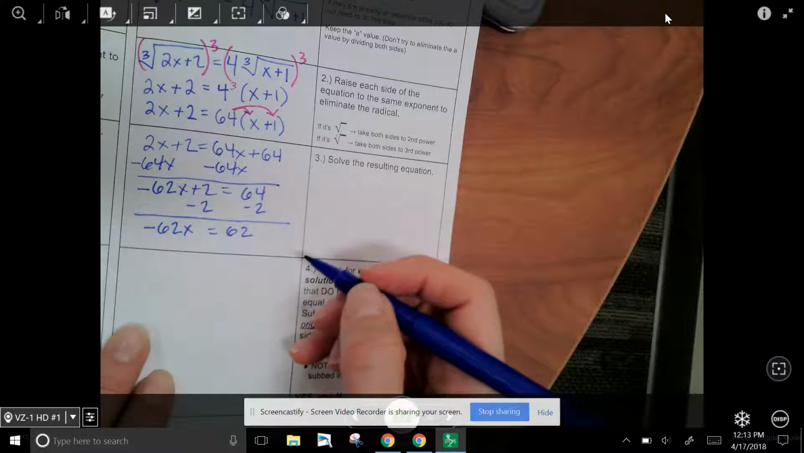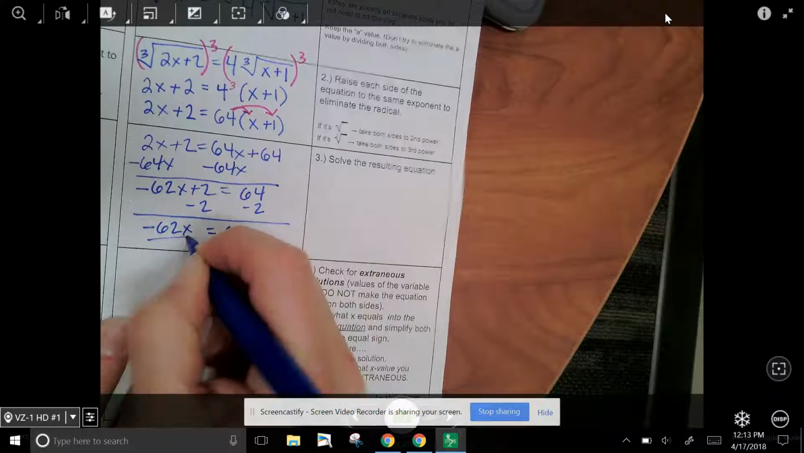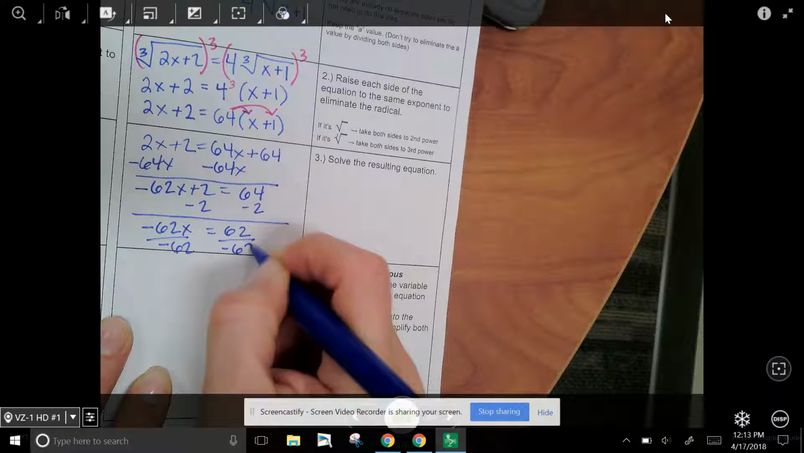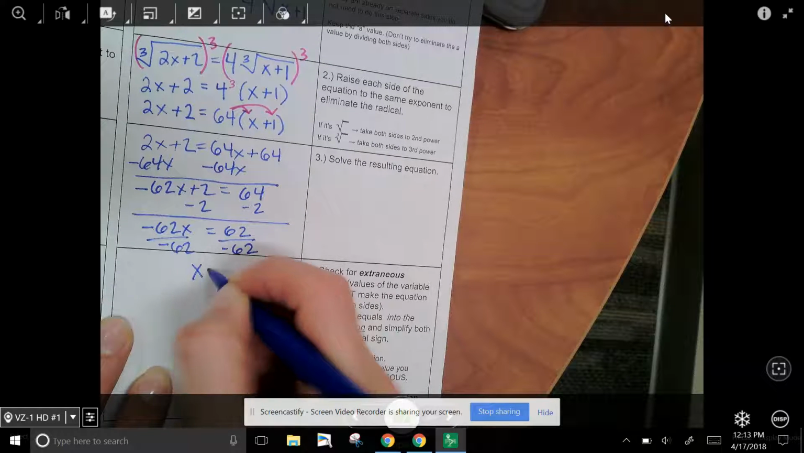Adjust the screen so you can see. All right, we're almost done solving. So the final step in solving here is we need to get x by itself. So we need to divide both sides by negative 62. When we do this, x equals negative 1.